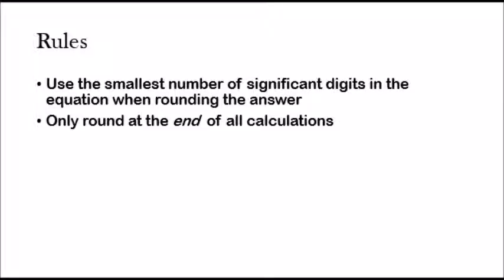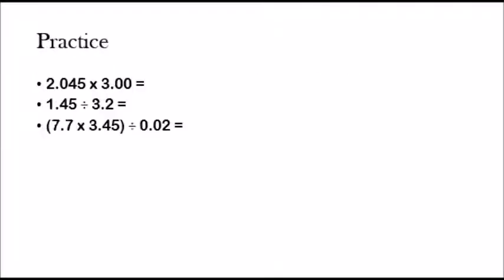So the rule is that you use the smallest number of significant digits in the equation when rounding the answer, and only round at the end of all calculations. That's going to make more sense as we do a couple of problems here. Okay, so let's look at the first one.